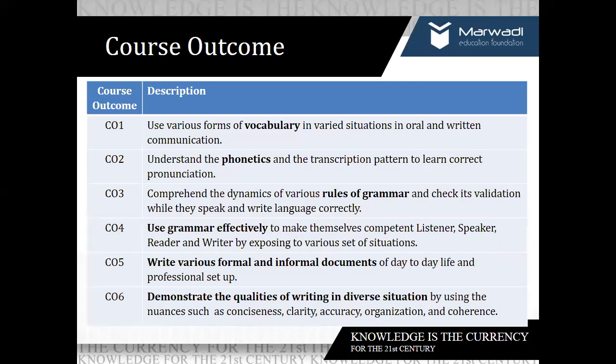Now, course outcomes. I've highlighted the names of the units, or the content of the units, as per the details. There are 6 outcomes. What do you mean by outcomes? That means what you are expected to learn at the end of the course. Fine. So the first course outcome is: use various forms of vocabulary in varied situations in oral and written communication.